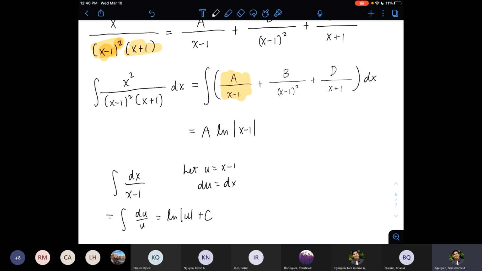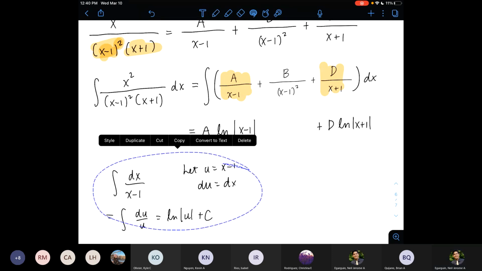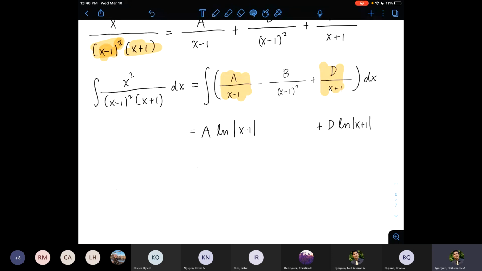That's fine. And similarly, for the third term in the integral, this would be d ln of the absolute value of x plus 1, right? To integrate that, you simply let u equal x plus 1. You'll have du over u, which has ln as its integral. Okay? Now, the problem would be on the middle term, but actually that's not a big problem. So you are integrating b over (x minus 1) squared dx.